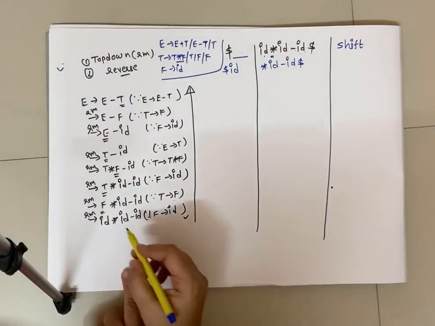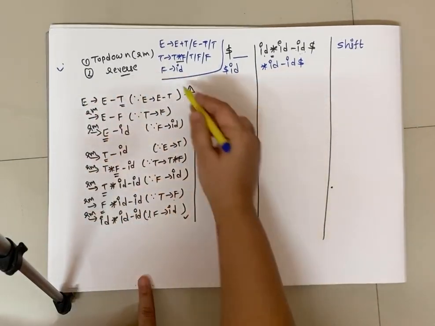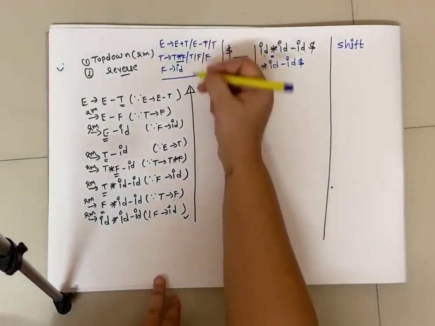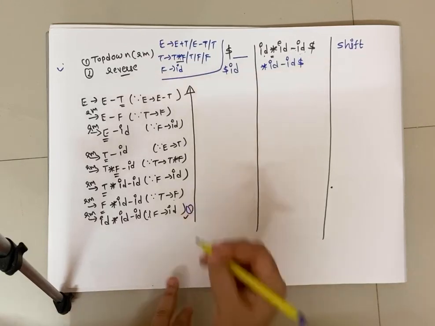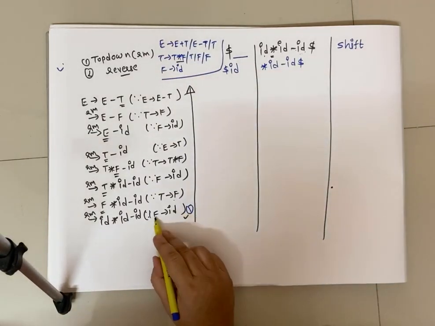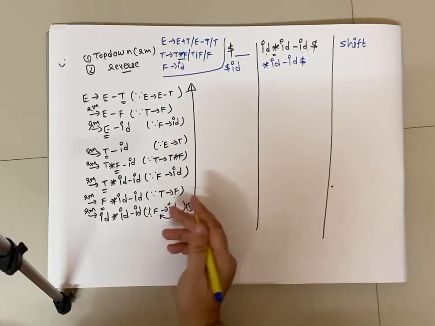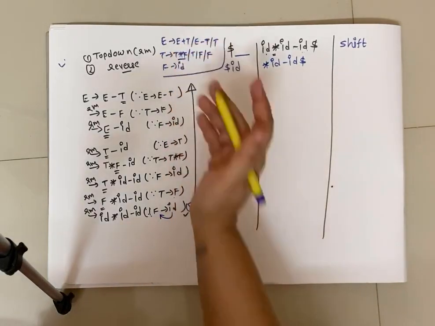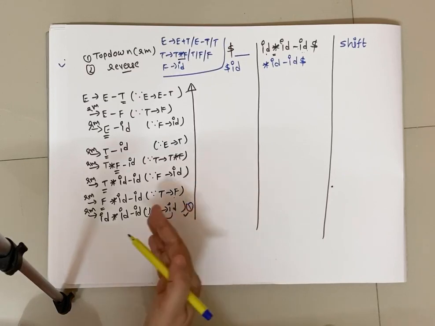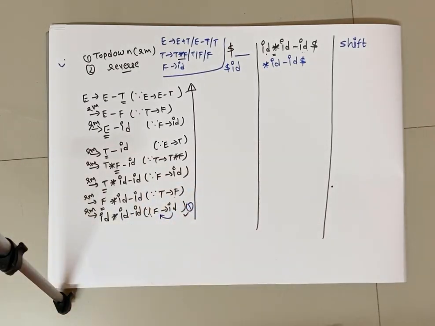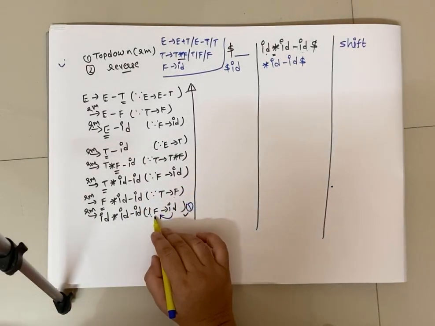Now observe the actions that you have to perform in rightmost derivation, but in reverse. What is the first action? ID should be reduced to F. Since the actions are in reverse, the right hand side is replaced by the left hand side, not a terminal. So ID should be reduced to F.